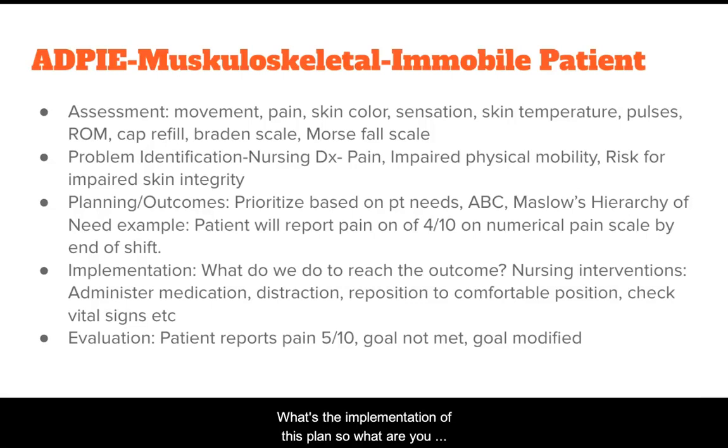What's the implementation of this plan? What are you going to do? What are the interventions? Administer medication, provide distraction, reposition the patient, check vital signs, assess skin, things like that. Then you would evaluate. The patient reports pain 5 out of 10, so the goal was not met and is modified. Then you reassess and start over. This is just a basic example.